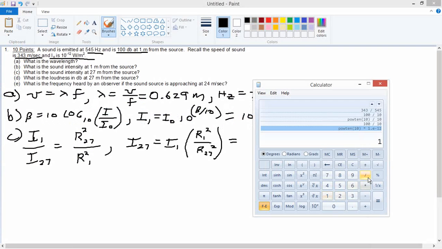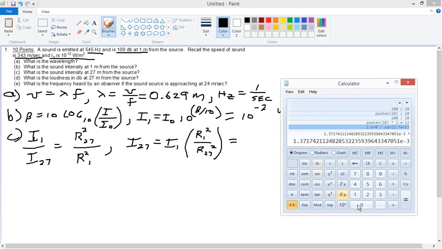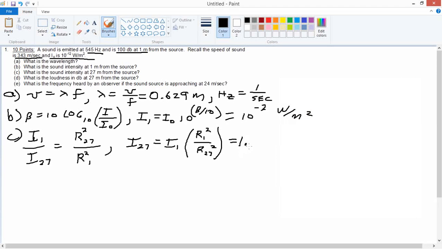1 divided by 27 squared equals, and then multiply it times 10 to the negative 2. I get 1.37 times 10 to the negative 5th watts per meter squared.